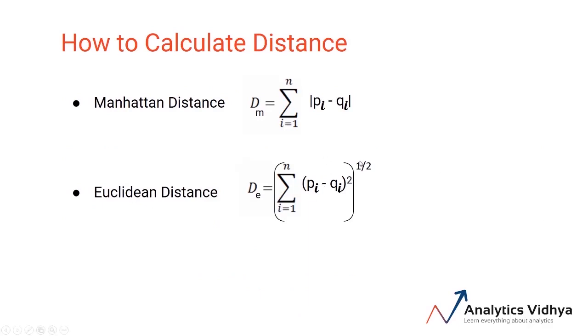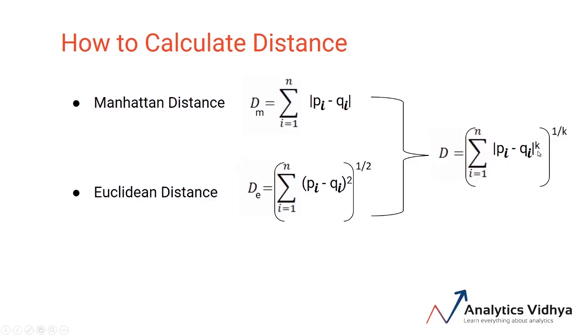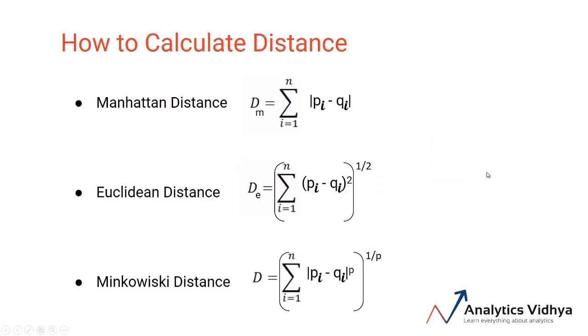Now the same can be written in this form, where we have the value of k equal to 1 for Manhattan distance and the value of k equal to 2 for Euclidean distance. Now this is called the Minkowski distance, and here is the formula for the same. So all the techniques we covered right now are to calculate the distances between continuous variables.